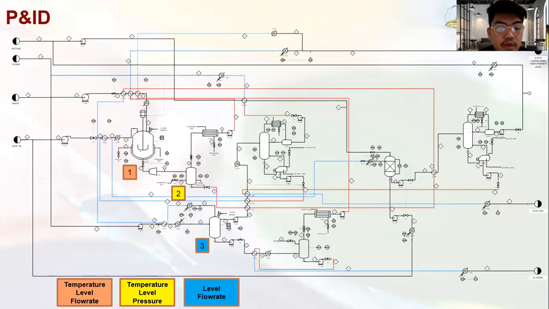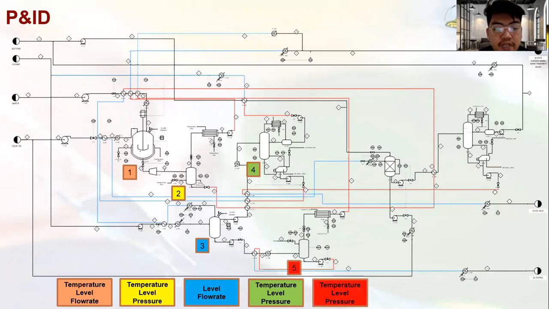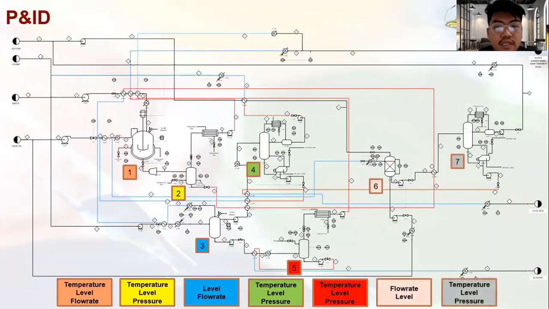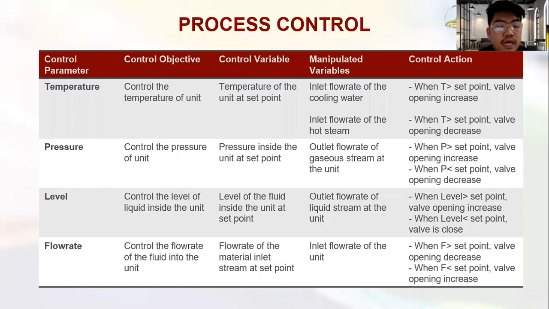Next, we move to the liquid extraction column. We have level and flow rate controllers. Next, for distillation column 1, we have temperature, level, and pressure controllers. For the evaporator, we have 3 types of controller, which are temperature, level, and pressure. For the adsorption column, we have flow rate and level controllers, while for distillation column 2, we have temperature, level, and pressure controllers. So there are a total of 4 types of control parameter in our P&ID.